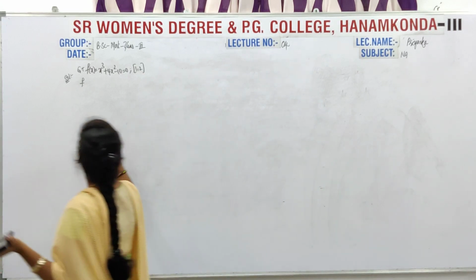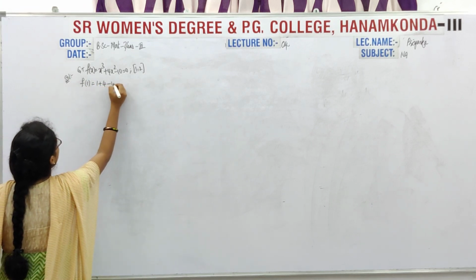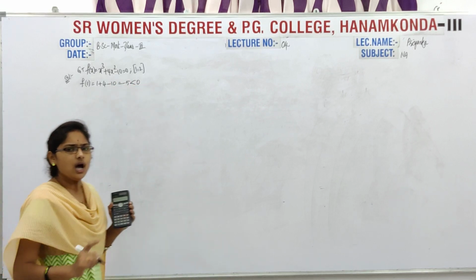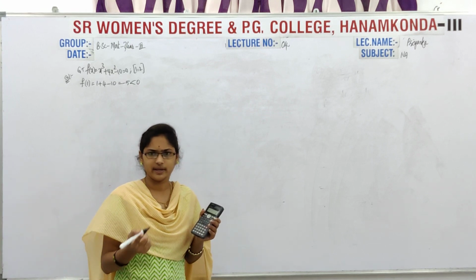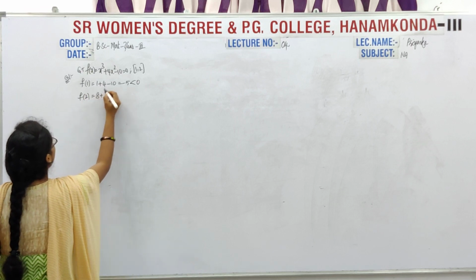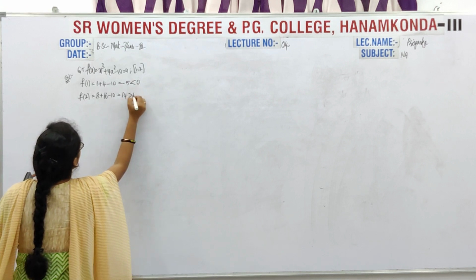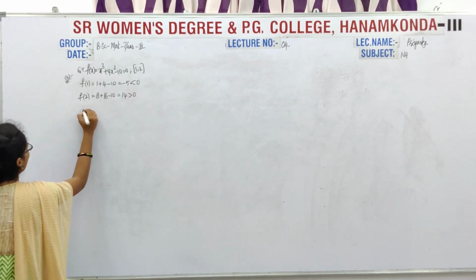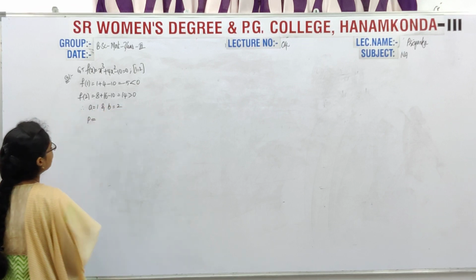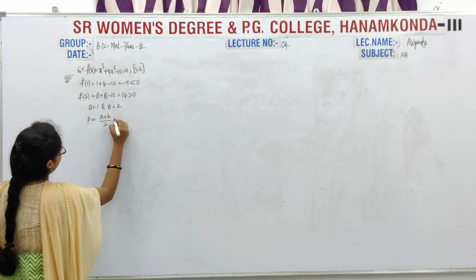First I am calculating f(1), that is 1 plus 4 minus 10. So 5 minus 10 is minus 1, which is less than 0. One function value should be negative and another one positive. Next f(2): 2 cubed means 8, plus 4 into 4, which is 16, minus 10, 24 minus 10 is 14, which is greater than 0. Therefore a is equal to 1 and b is equal to 2. Next we have to calculate the value of p. So p is nothing but (a plus b) by 2.